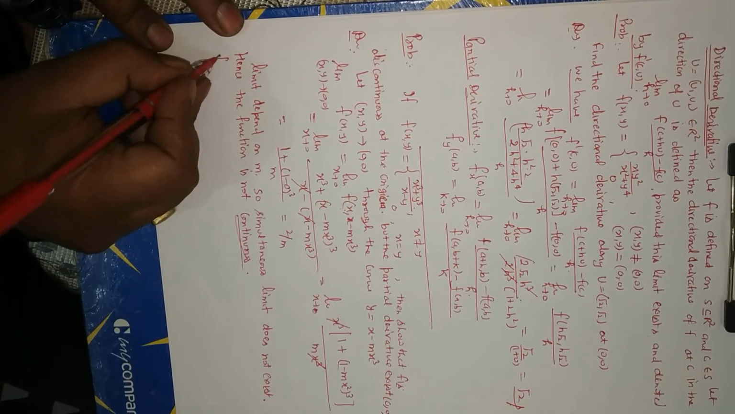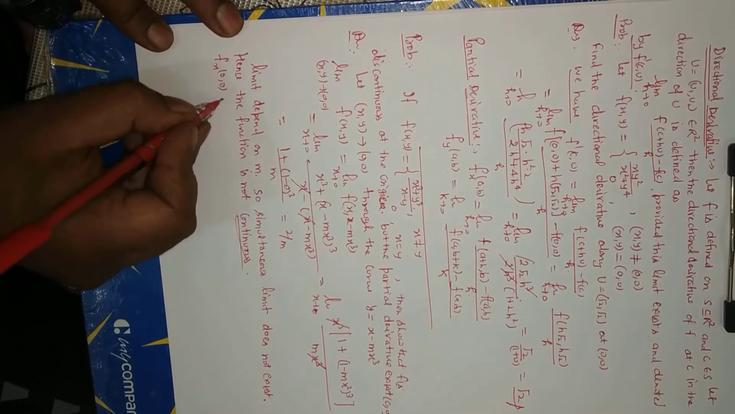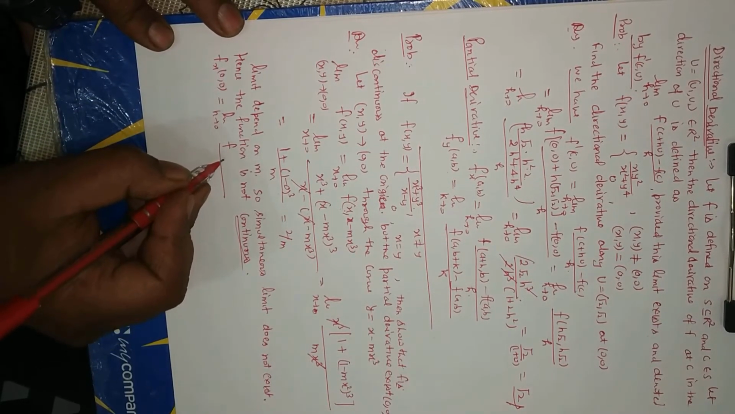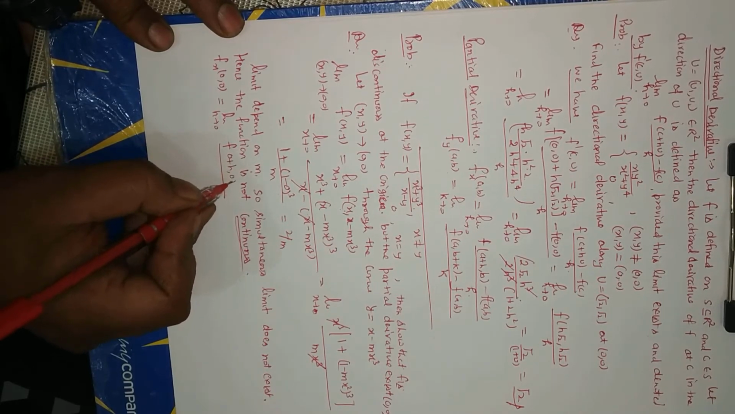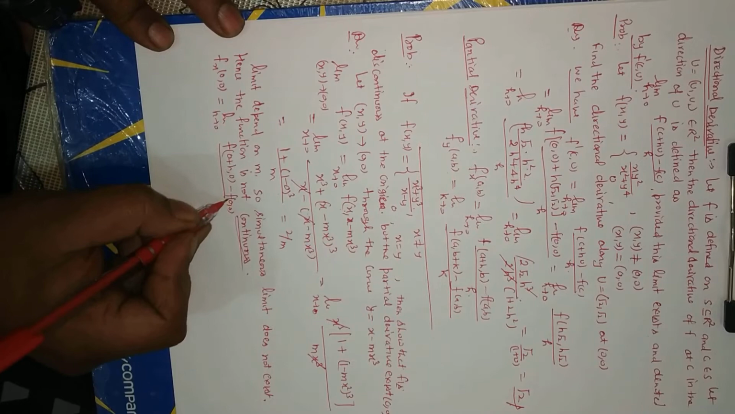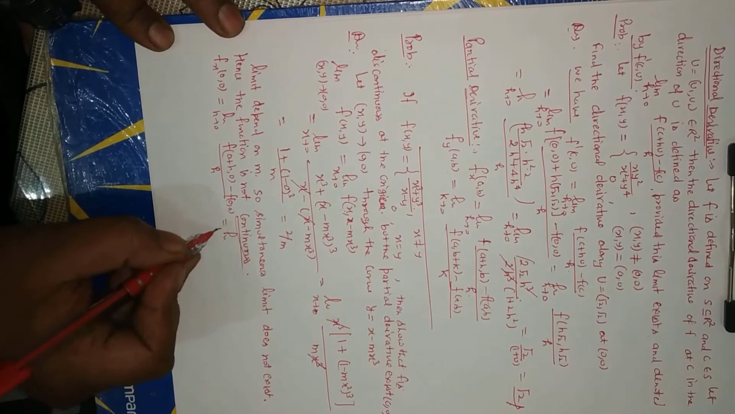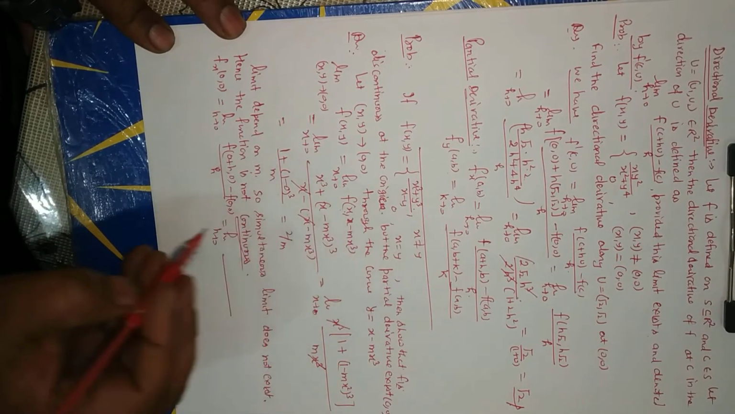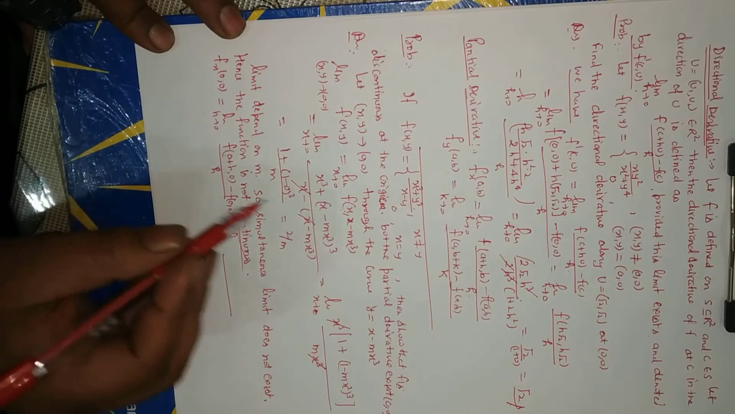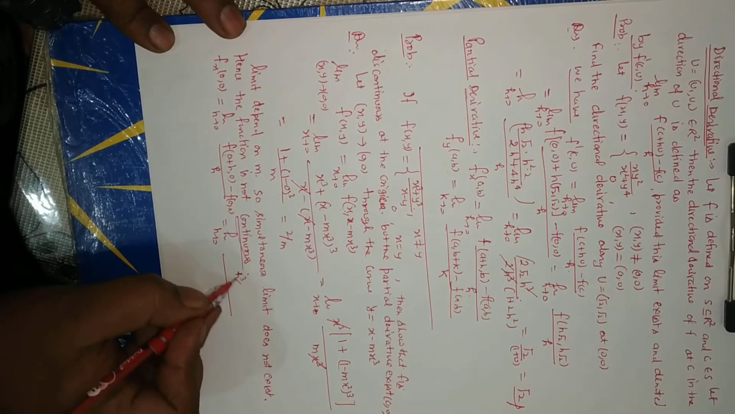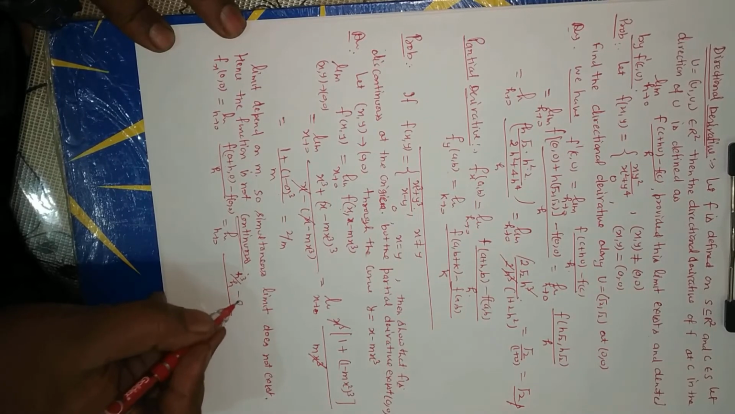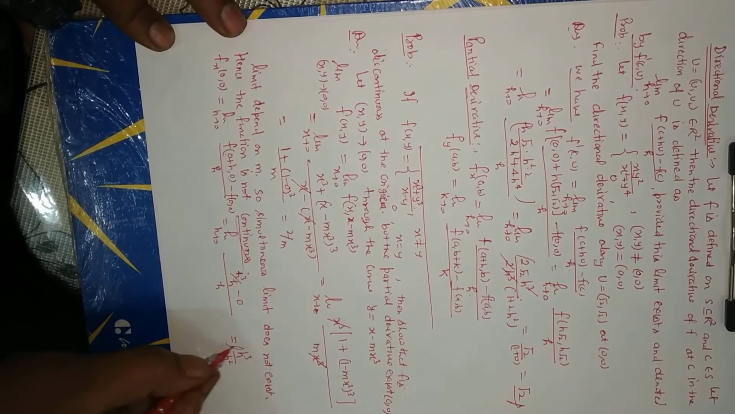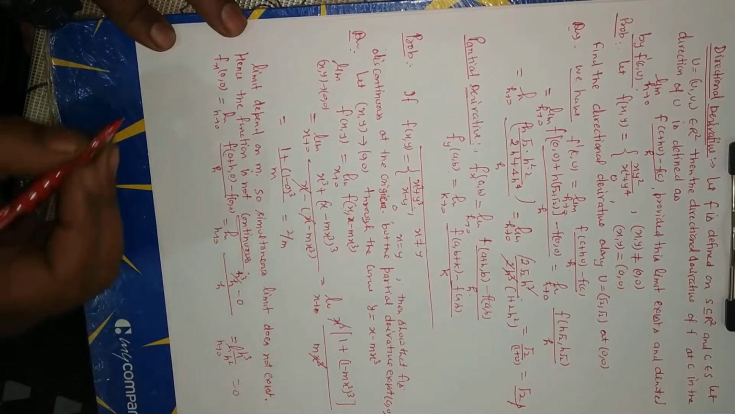So, the partial derivative fx(0,0) is equal to the limit h tending to 0 of f(0+h, 0) minus f(0,0) upon h. The value of f(0,0) is equal to 0. Now, the value of f(h,0) is h cube upon h square, so h cube upon h square as h tends to 0 is equal to 0.